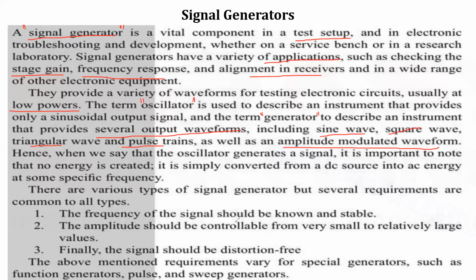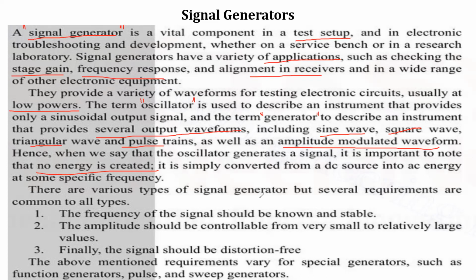Hence, when we say that the oscillator generates a signal, it is important to note that no energy is created. ఒక ఆసిలేటర్ సర్క్యూట్లో ఏంటంటే ఏదైనా సిగ్నల్ జనరేట్ చేస్తే that is not going to create any sort of energy here. It is simply going to convert the DC source into AC energy like that at some specific frequency like that.